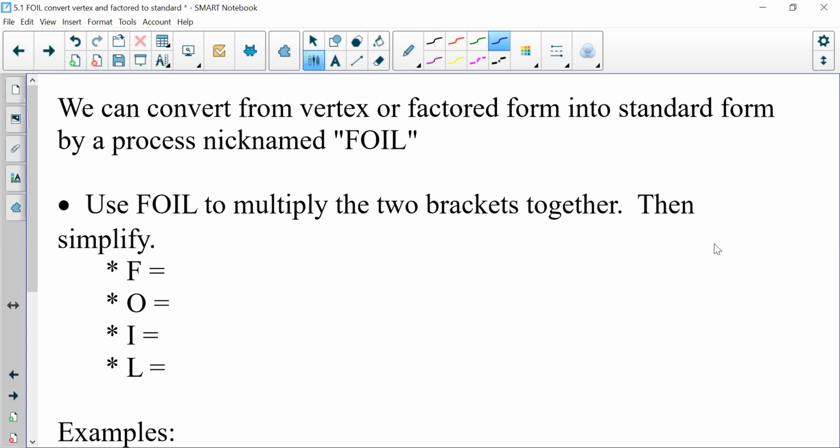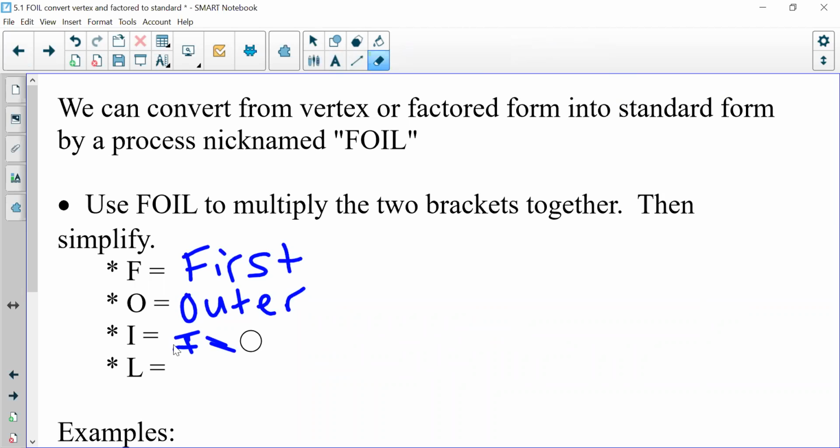What does it mean if I say the word binomial? How many terms are in each bracket? 2. Fantastic. So you're multiplying a bracket with 2 terms against a bracket with 2 terms. The acronym FOIL helps us make sure we don't miss anything in this distribution process. We multiply the first term in each bracket together, then the outer terms, then the inner terms, and then the last terms. First, outer, inner, last is what this stands for.